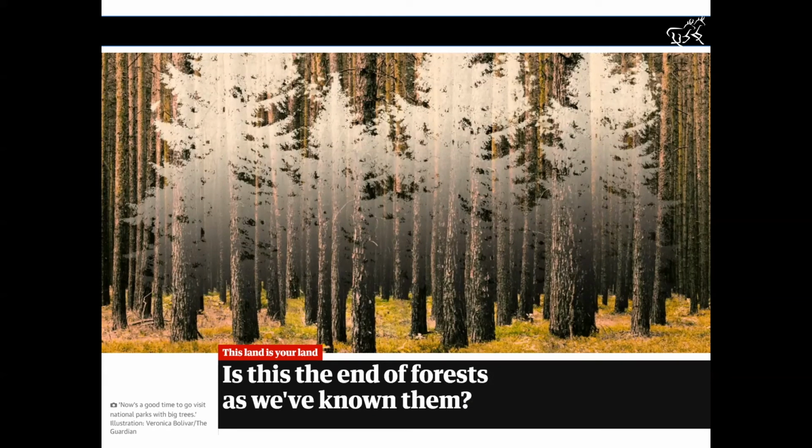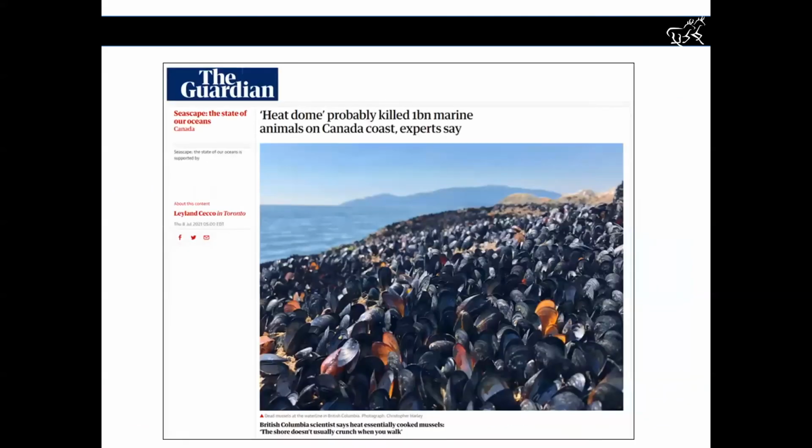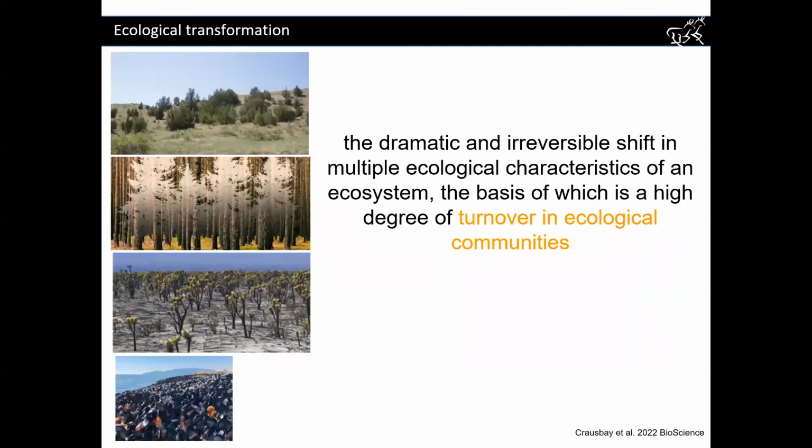So for example, this article on whether this is the end of forests as we've known them because of severe droughts and severe wildfire, or severe wildfire that exists in a place where it normally doesn't so much and really burning these beloved Joshua trees, or a huge heat extreme that occurred in the ocean that really killed a lot of marine animals. These kinds of ecological transformations are happening more and more.